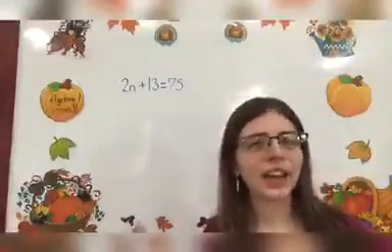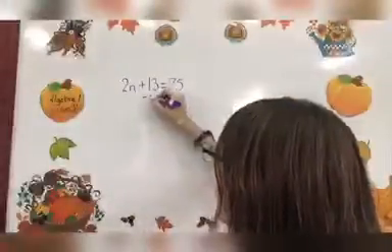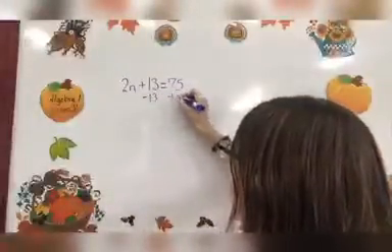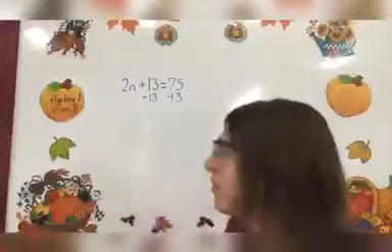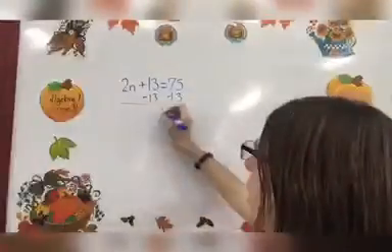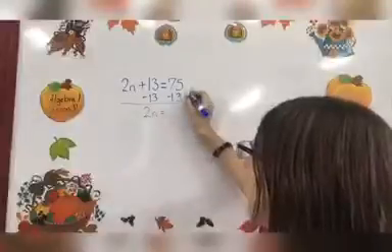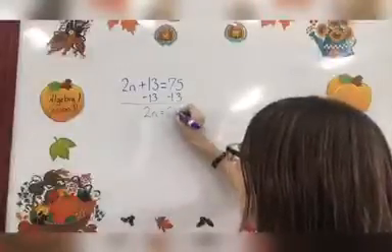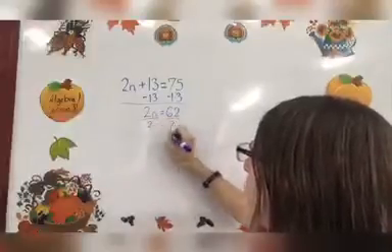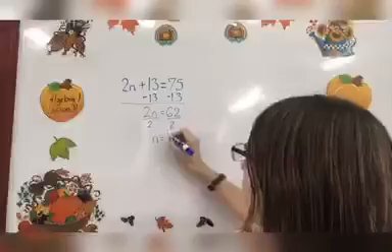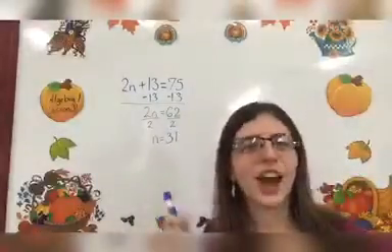And now I have an equation that I can solve to find the number. I begin by getting rid of my constant term, which is 13. Since it's positive, I need to subtract it from both sides. That leaves me with 2n equals 75 minus 13, which is 62, divided by 2, divided by 2, n equals 31. That's my answer. Now I'm going to check it.